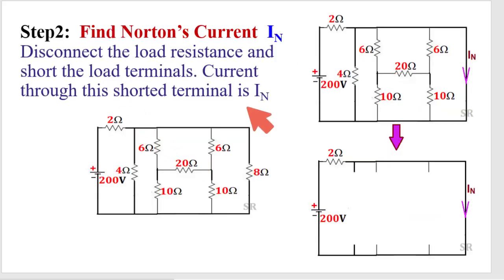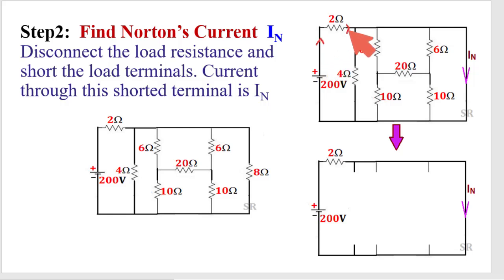First, to find Norton current, what we need is to short the load resistance. So this will be shorted. So here, in place of this 8 ohm resistance, it is a short circuit. Now whatever current flows through this short circuit is the Norton current. To calculate the Norton current, this is the only source in this circuit. So current will be generated because of this source, and it will flow through this path.